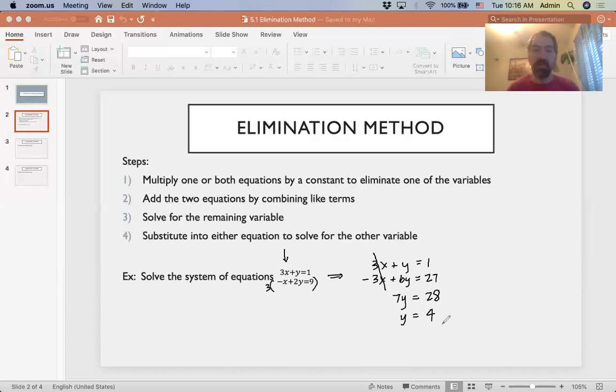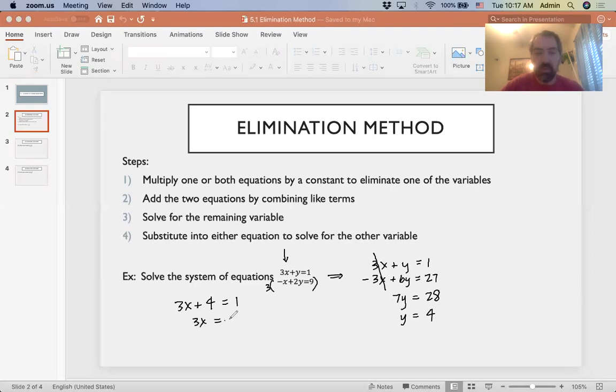And now we're ready for step 4. Substitute 4 into either equation to solve for the other variable, solve for x. So it doesn't matter which one that we substitute here. I'm just going to plug y equals 4 into the first equation because it's the first one. So 3x plus the y, and that's 4. So 3x plus 4 equals 1. And now solve for x by subtracting 4 from both sides.